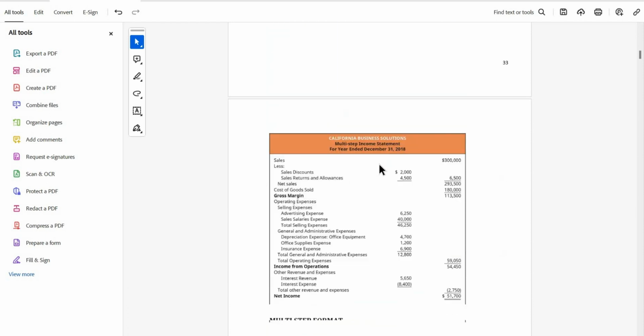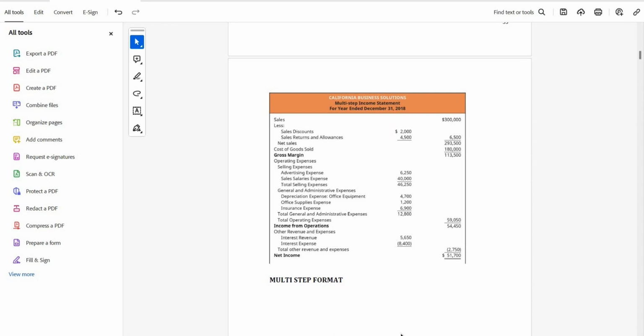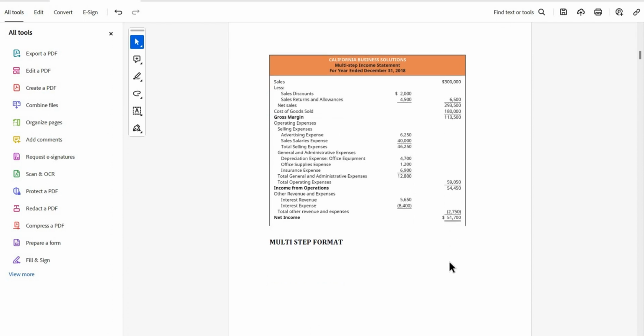Subtracting all the expenses, we come to net income. And as I said, the multi-step format has two or more columns, but generally in the CPA exam we use two columns: sales less sales discount and sales return. We will come to gross margin, and then we will deduct all the expenses. We will come to income from operations, and then we will deduct all the interest expenses. We will come to profit before tax, and then we will deduct the tax, and then profit after tax.